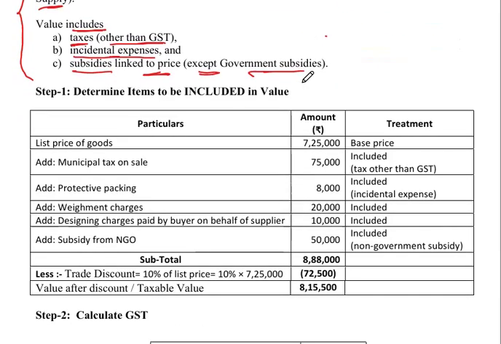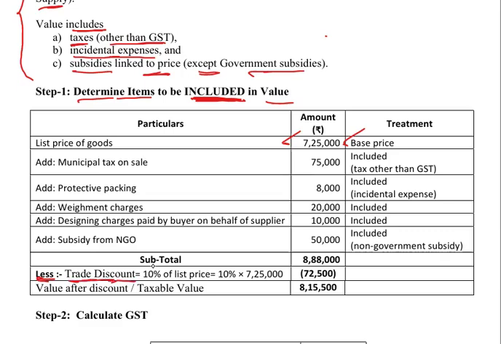So step number 1, determine the items to be included in the value. Particulars, list price of the goods. What is the list price of the goods? 7,25,000, right? That is the base price. We are given the trade discount also. That trade discount has to be deducted in the last. We can also deduct it in the first itself.